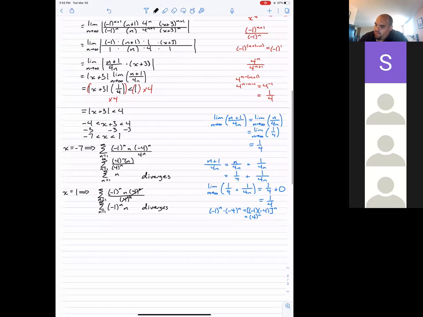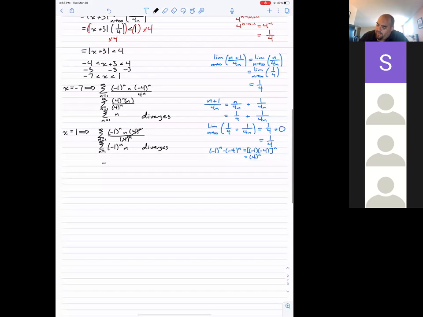So our series converges for this interval: -7 is less than x, which is less than 1. And I cannot include either endpoint in that interval.